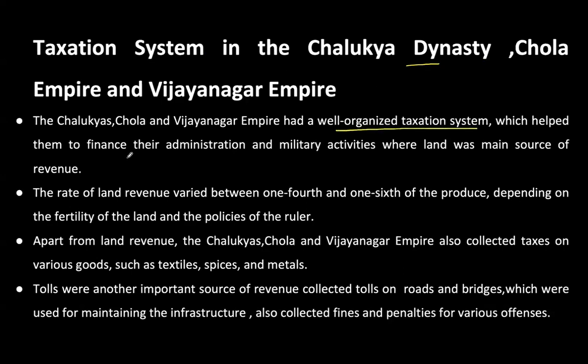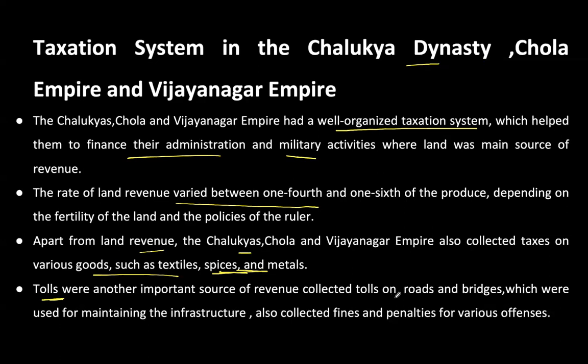and which helped them to finance their administration, military activities, and the rate of land revenue varied between again 1/4 and 1/6 of the total produce. And apart from land revenues, Chalukyas, Cholas, Vijayanagara, they also collected taxes on various goods, like textiles, spices, and metals. So you can say these were again an example of indirect taxation at that point of time, apart from direct taxes. And then tolls were also paid at that point of time.